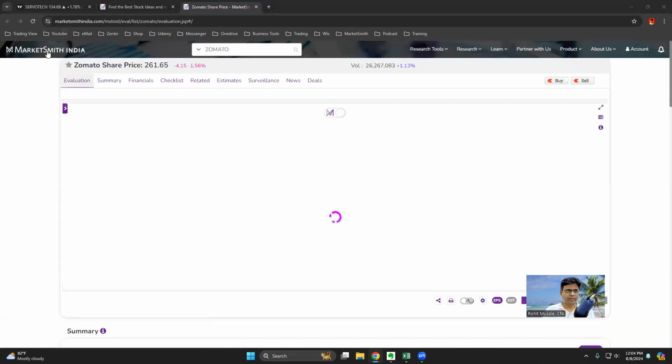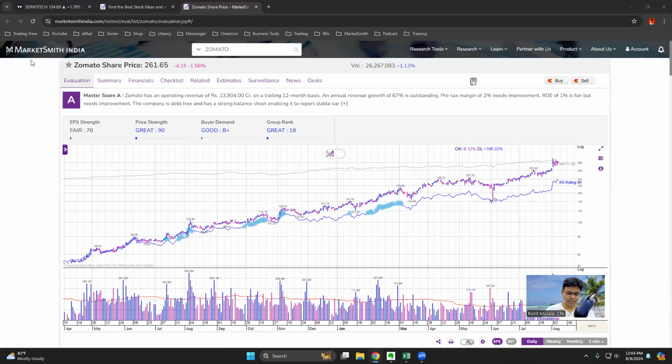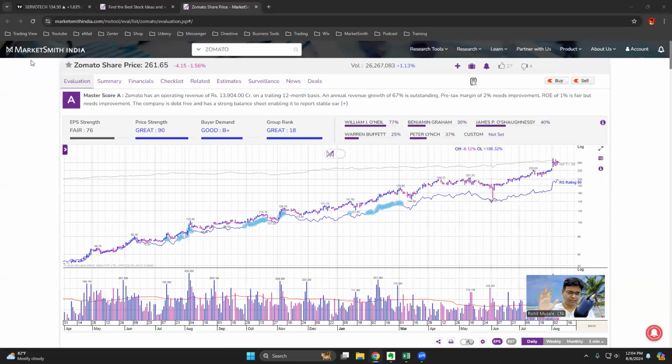So MarketSmith India, I'm not affiliated with MarketSmith. I don't have a partnership or anything, and I don't recommend them. I'm just saying that I use MarketSmith because it makes it easier for me to filter the stocks in the Indian stock market, and I use it to save my time. Okay. So if you want to use it, you can use it. So the price strength is 90, which means Zomato, this company, has done better than 90% of all the stocks in the Indian stock market if you compare the 52-week performance of this stock with other stocks.